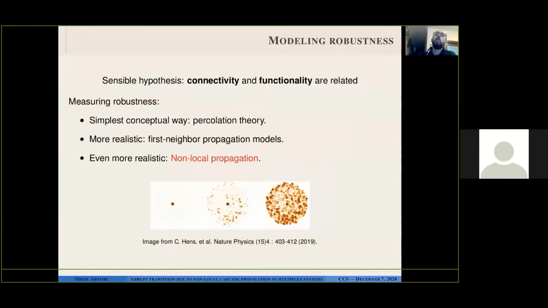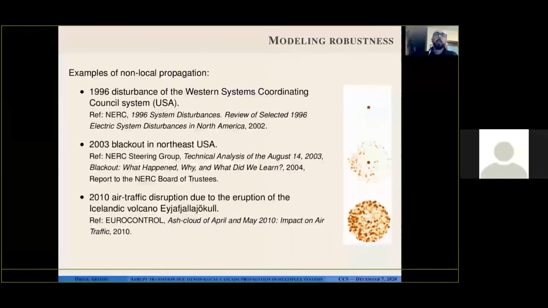But there is an even more realistic way to assess the structural robustness that, however, has been much less studied, and it is the non-local propagation of failures, meaning that one node might fail in one part of the network, and as a consequence of this failure, another node far away from this first failure also fails. Some examples in real systems of this non-local propagation of perturbations have been, for example, the disturbances in the North American power grid, or the air traffic disruption in 2010 from the Icelandic volcano.